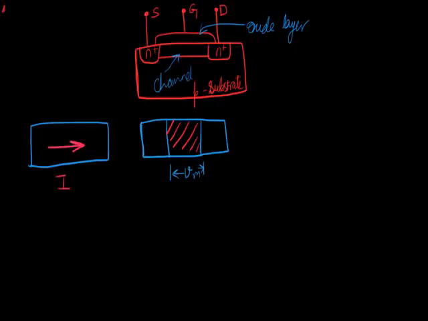Alright, so let's now derive the equation of current flowing inside the channel of a MOSFET, of an NMOS to be very specific. So, as we know, this is the structure of a MOSFET, and let's go ahead and derive the equation for it.